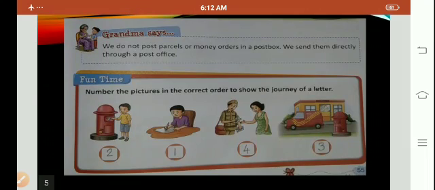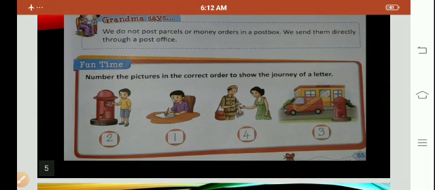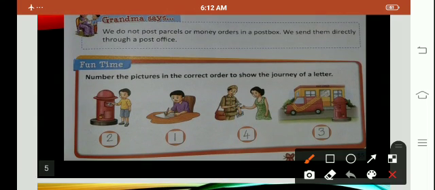Fun time. Number the pictures in the correct order to show the journey of a letter. So we are going to show the journey of the letter. First, we have to write the letter. So this is number 1. Second, we have to post the letter. Third, the postman takes the letter to different places. And fourth, the postman delivers the letter to the particular person to whom you have written the letter.